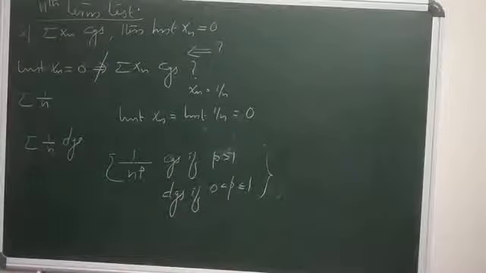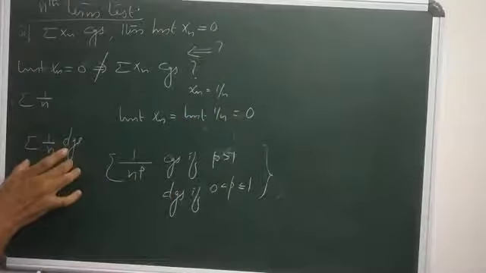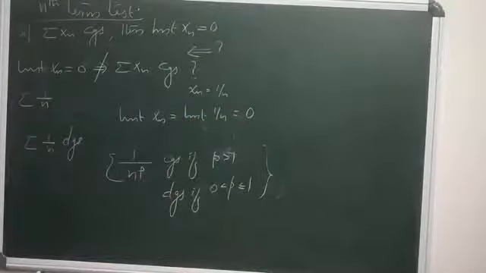So here limit 1 by n equals 0, which means limit xn equals 0, but sigma 1 by n does not converge. So the reverse inclusion of the nth term test does not hold. The nth term test states that when sigma xn converges, limit xn equals 0, and if limit xn equals 0, that does not imply sigma xn converges.